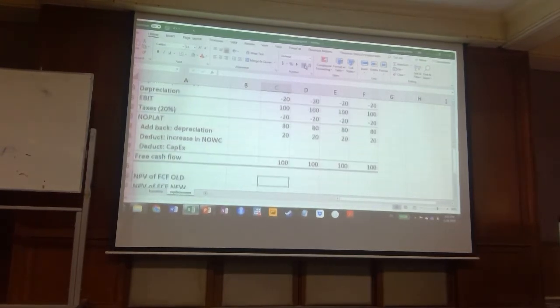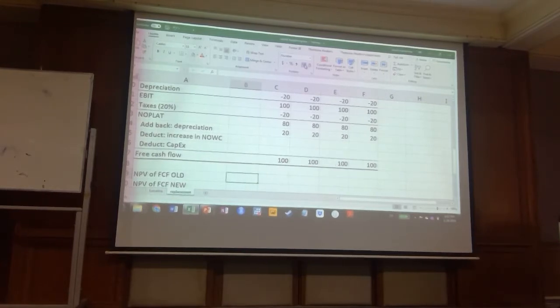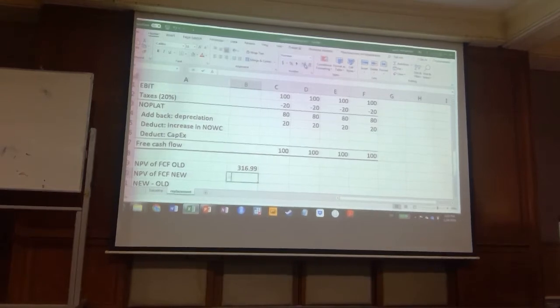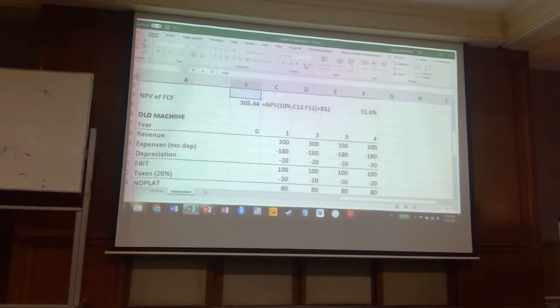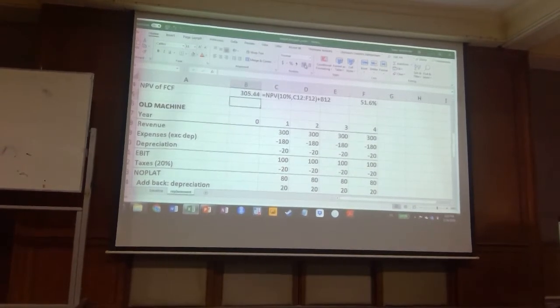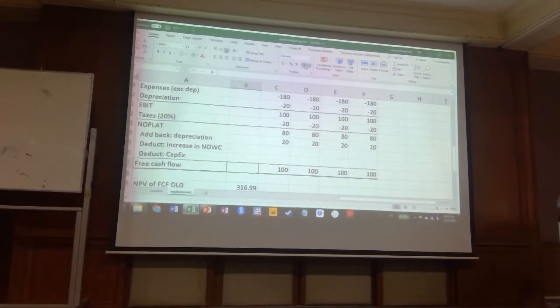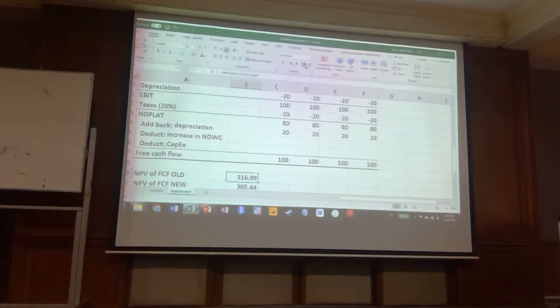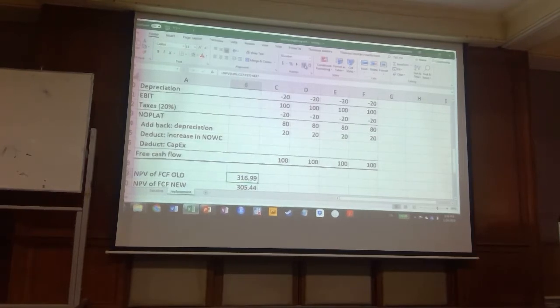So here are our cash flows. Don't write the next part down yet. I want to do the NPV of the old machine. Okay, don't write this down yet. So I got the NPV of the old machine from up there, right? 305. Okay. And a new machine, I calculated free cash flow. Okay, calculate the NPV, and I got 317. Looks like it's better to go with the old machine, right?